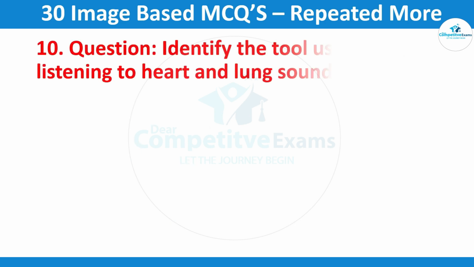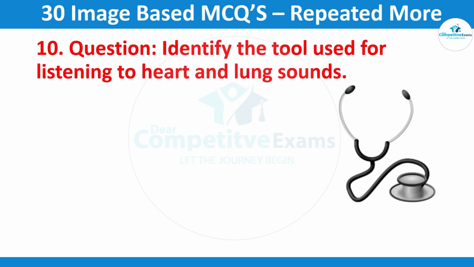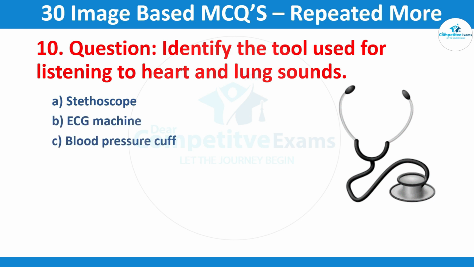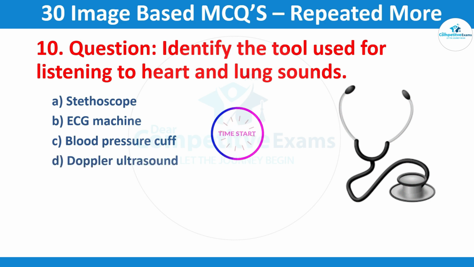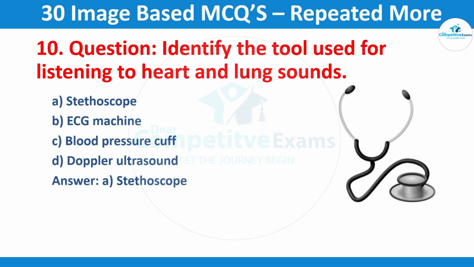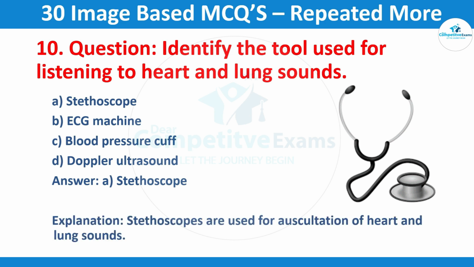Question number 10. Identify the tool used for listening to the heart and lung sound. Options: stethoscope, ECG machine, blood pressure cuff, or Doppler ultrasound. Correct answer: stethoscope. Stethoscopes are used for auscultation of heart and lung sounds.